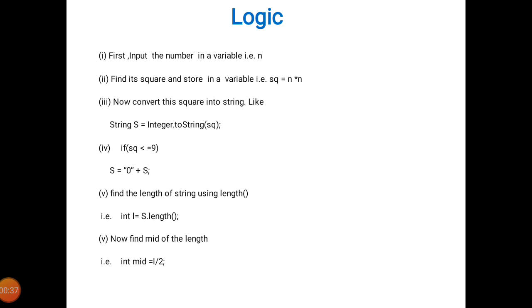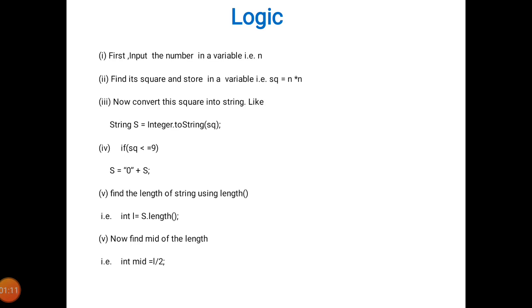Now in the third step, convert this square into a string by using the Integer.toString function and store it in a string variable, like String s is equal to Integer.toString, and within the brackets we pass the sq integer.